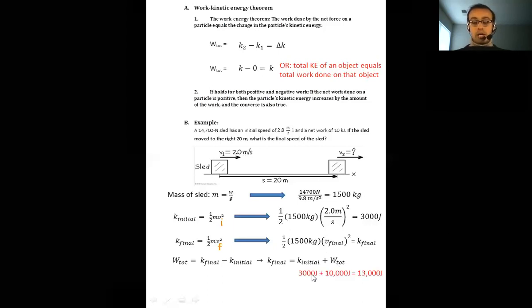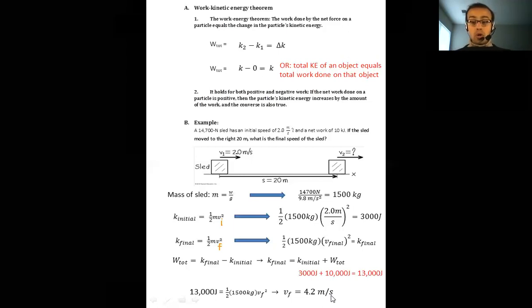We plug in, we know that the initial kinetic energy is 3,000 joules, because we figured that out already. We're told that the net work is 10 kilojoules, or 10,000 joules, meaning that the final kinetic energy must be 13,000 joules. What we are then able to do is plug and chug, and we say 13,000 joules is equal to 1/2 times the mass times the final velocity squared. Rearranging and solving for the final velocity, we find it to be 4.2 meters per second.